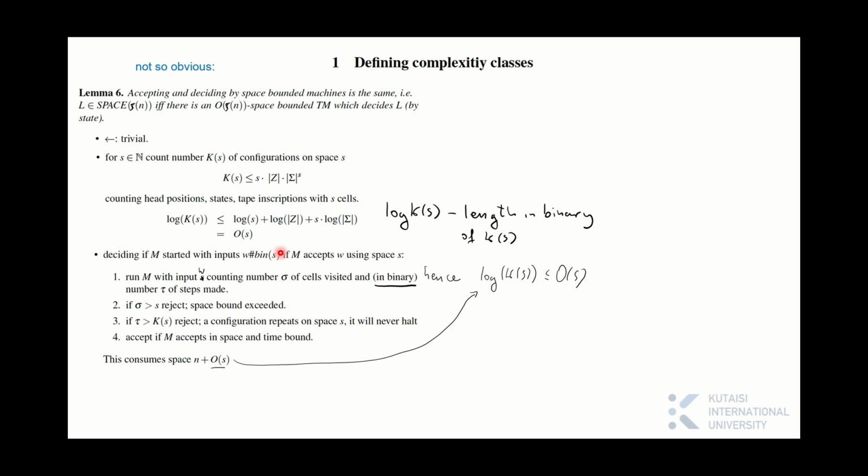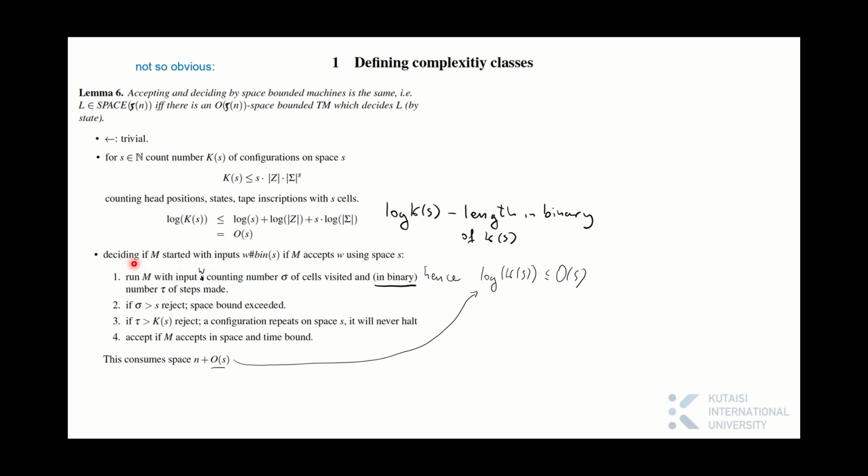And now I'm constructing my machine here. L is in space Sn, so there exists a Turing machine that accepts this in space Sn. I'm now constructing a new Turing machine that decides the same language in space O of Sn. My new Turing machine should look at the old Turing machine and detect whether it accepts, rejects, or loops. Since it loops in a finite amount of space, it should detect that the configuration is repeating and then reject. This is the first step of constructing it.